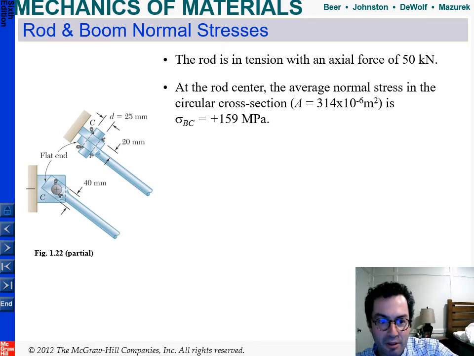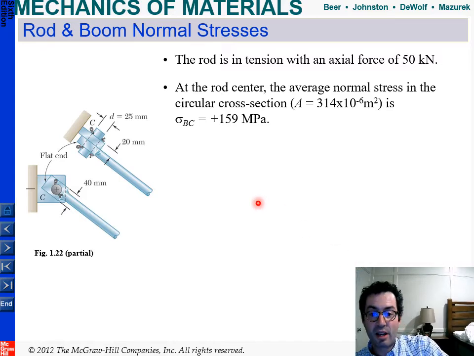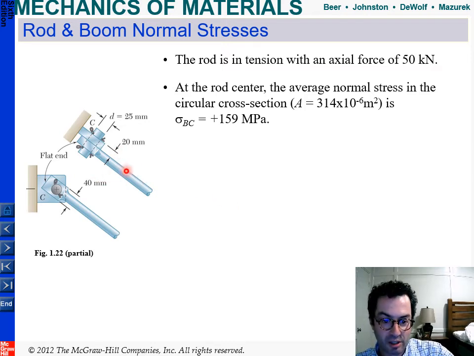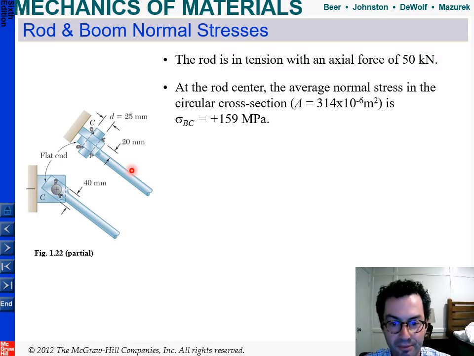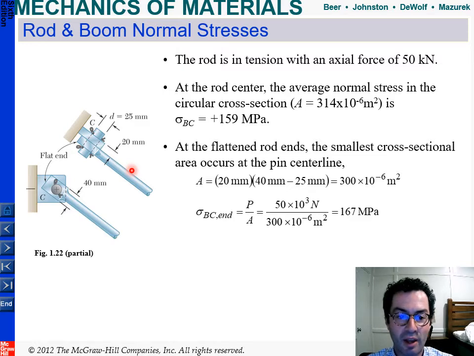Now we're at the top of that triangle. At the rod's center, the average normal stress in the circular cross section is 159 megapascals. And we decided that last class on Monday, right? That's just the force over this circular cross section in the member that's in tension, the horizontal member, right? The rod.